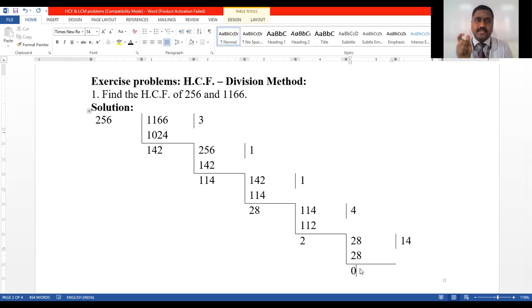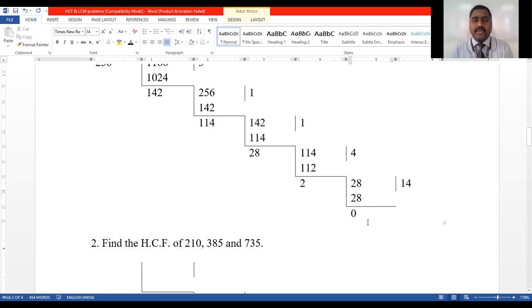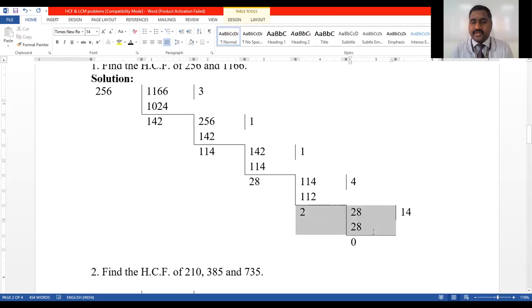Clear? The highest number should be divided by the lowest number. And you should keep on dividing each and every number, the particular remainder will be the divisor for the previous quotient, right? Previous division, previous dividend. And then based on that, you have to keep on dividing until you get 0. Now, where you're getting 0, at this point you're getting 0, right? Okay, so what is the divisor?